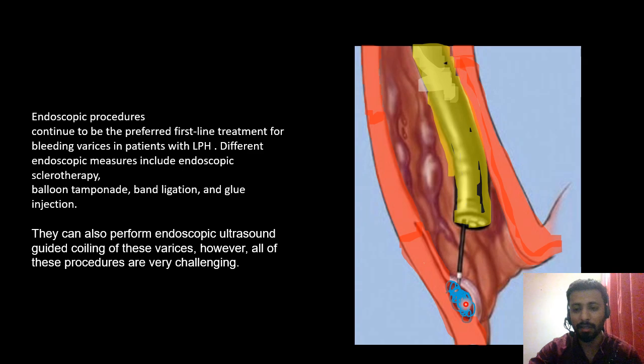But how efficiently can this be treated? You can see that there are so many varices and not every varix can be dealt with in a single session. And there are some varices that are submucosal which cannot be seen through the endoscope.